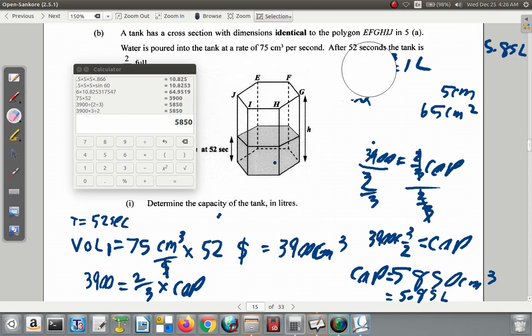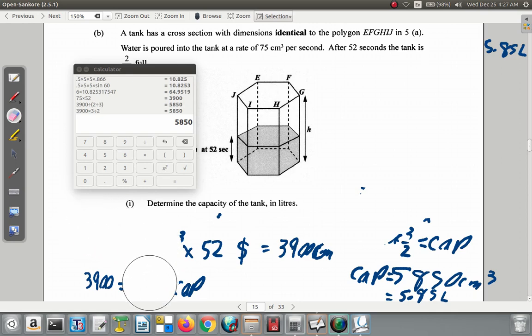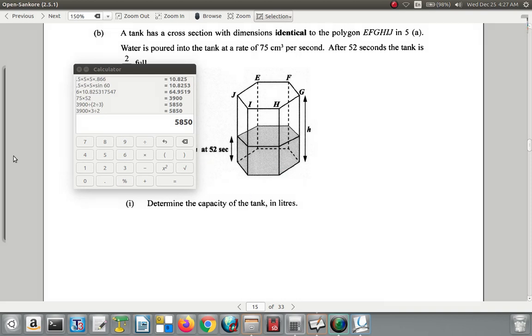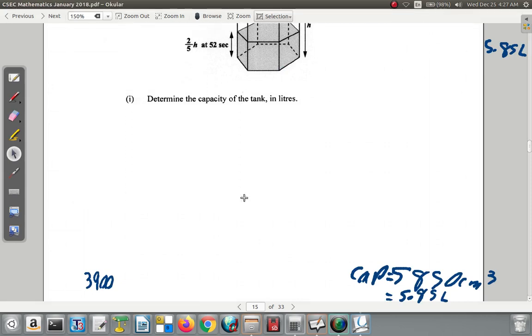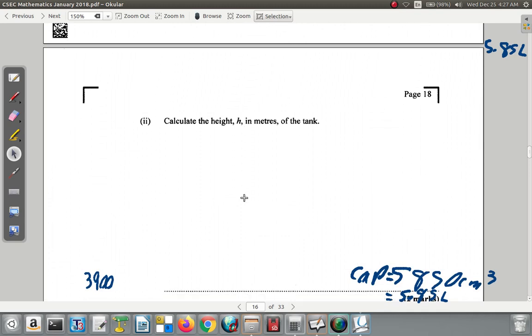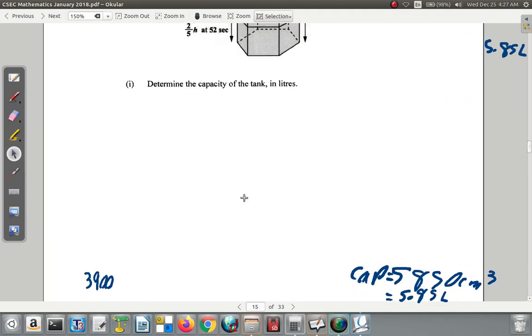So let's just erase these and see. I'm not sure if I would need the 3900, but let's keep it there for now. Now let's look at what it says further on. The height in meters of the tank. Okay, the height in meters of the tank.